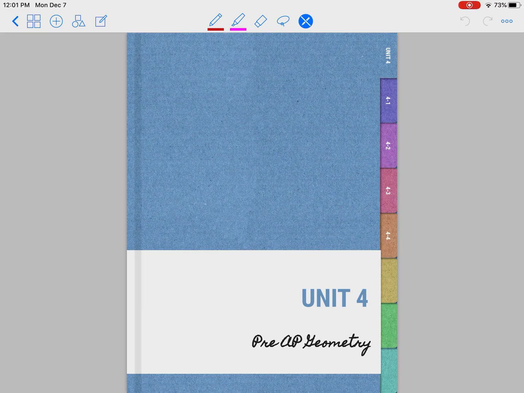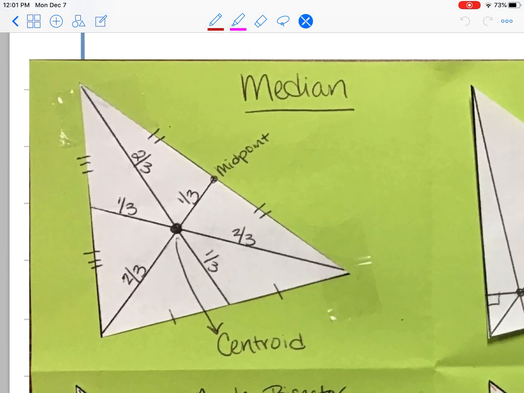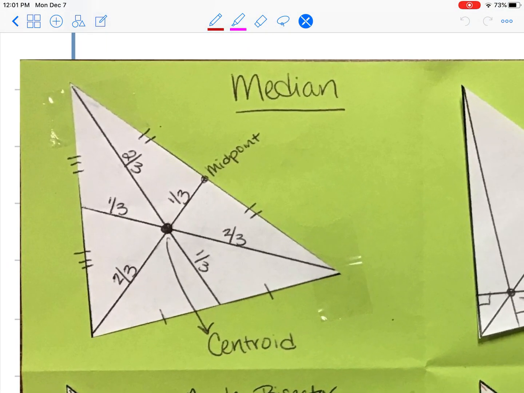Okay, Unit 4, we're still working with triangles, but we're talking about special segments that can be formed within the triangle. So I'm going to talk about these 4 words for a minute, just to explain what they mean. So the first one we're going to talk about is the median.